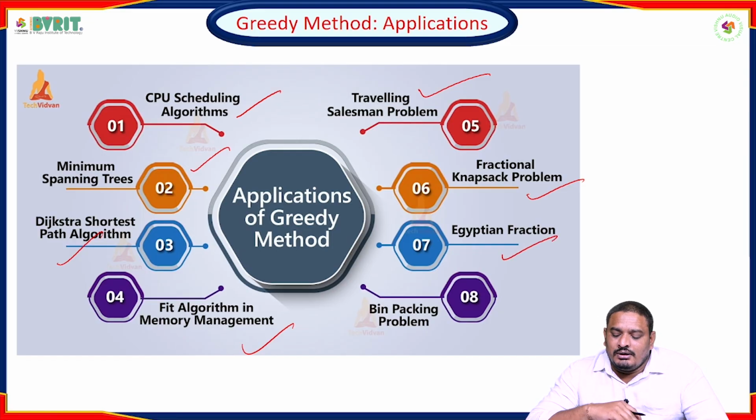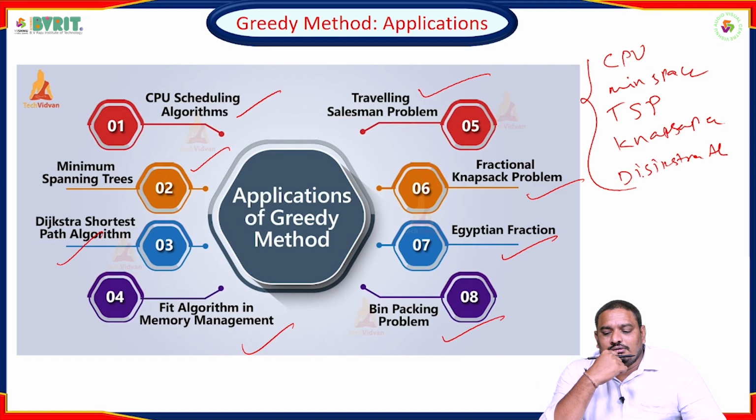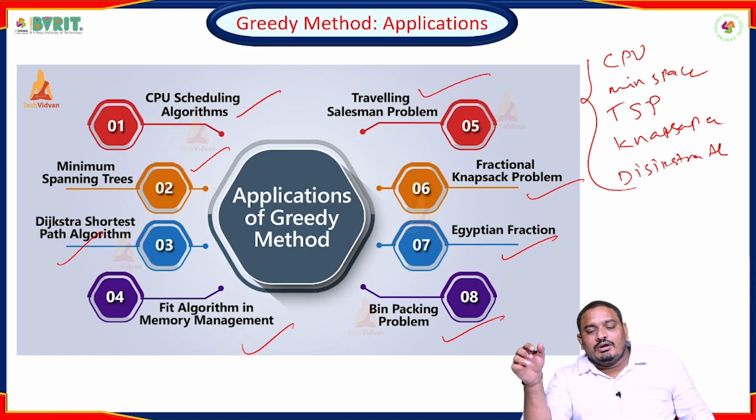Seventh is the Egyptian fraction. Eighth is the bin packing algorithm. These are the different algorithms under the greedy technique. In our syllabus, we will discuss the CPU scheduling algorithm, minimum spanning tree, traveling salesperson, and also the knapsack problem. Next is the Dijkstra algorithm. These algorithms will be discussed in the greedy technique. Let's see them one by one.